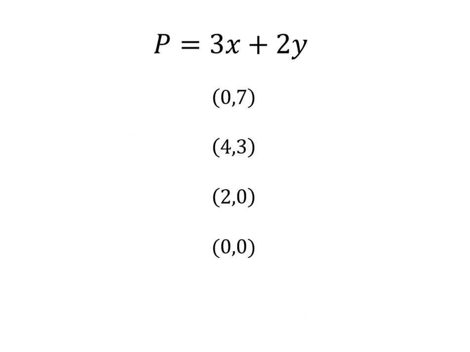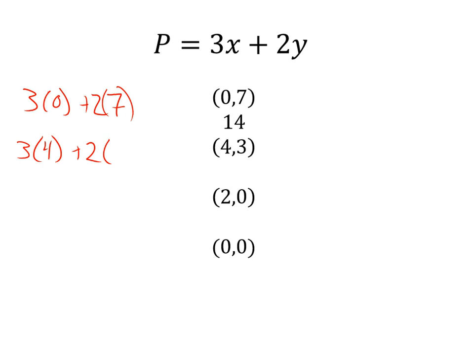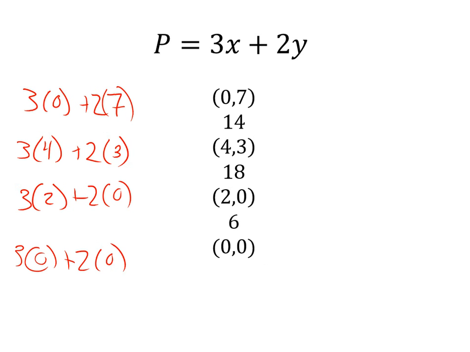So now what you'll do is plug each of these into the original equation. We have 3 times 0 plus 2 times 7, which would be 14. We have 3 times 4 plus 2 times 3, which gets us 12 plus 6, 18. Then we have 3 times 2 plus 2 times 0, which gets you 6. And then 3 times 0 plus 2 times 0, which gets you 0. So now which one maximizes our profit? Well, that would be at 4, 3.